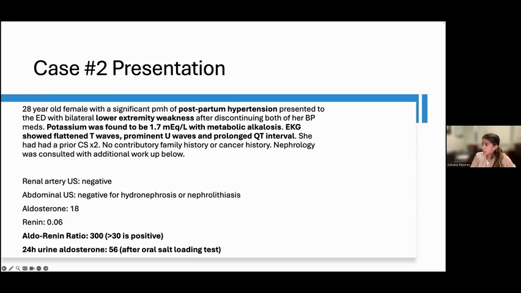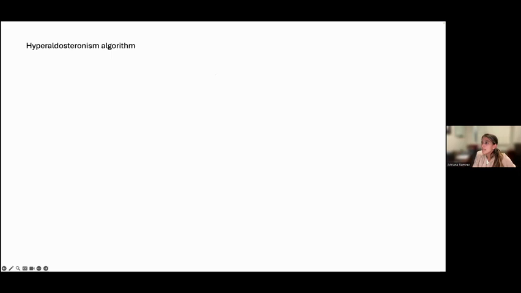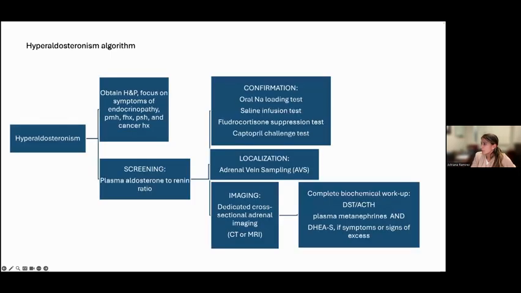At that time, she was found to have an elevated aldo-renin ratio greater than 30. In this case, it was 300. And they performed an oral salt loading test as her confirmatory testing. So 3 days of high dose oral salt intake, followed by a 24-hour urine collection of aldosterone, which in her case was also high. So as with hypercortisolism, history and physical, followed by screening and confirmatory testing. In the case of hyperaldosteronism, screening is really the aldo and renin ratio.